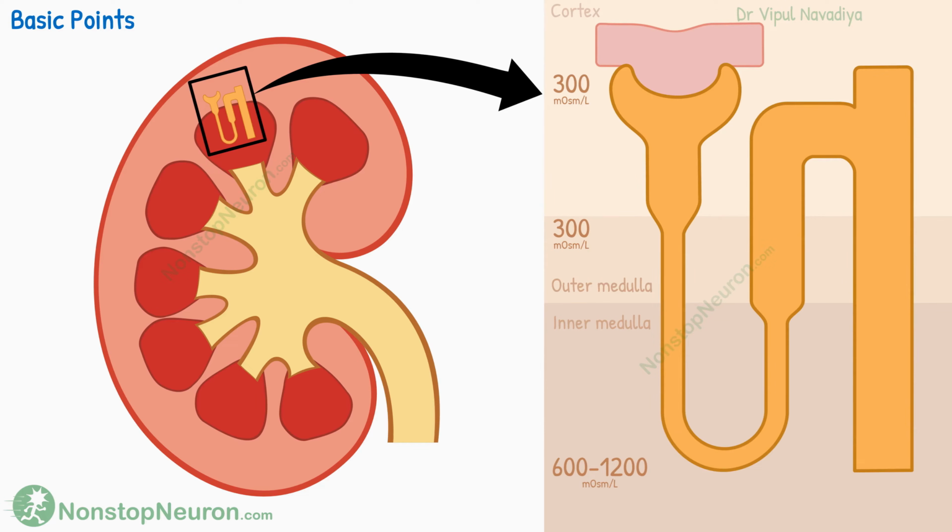Now, the arrangement of the nephron in this area is like this. Bowman's capsule and most of the proximal tubule are located in the cortex. The loop of Henle goes deep into the medulla. The distal tubule is located entirely in the cortex. And finally, the collecting duct goes from the cortex to the apex of the pyramid. So these were some basic points.